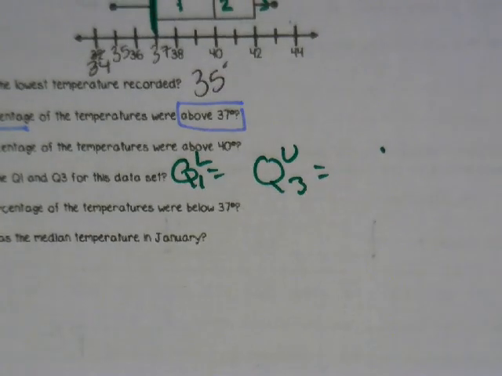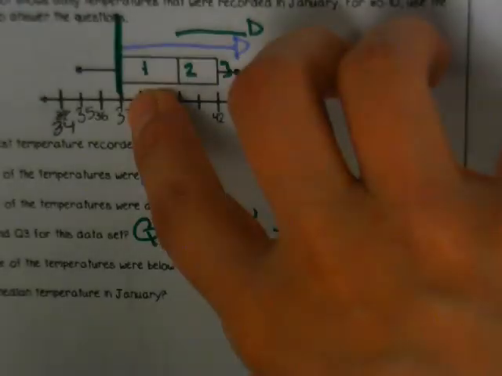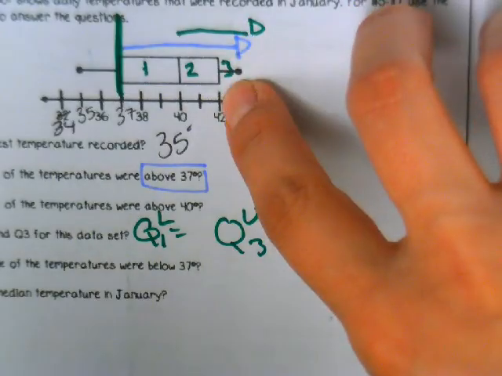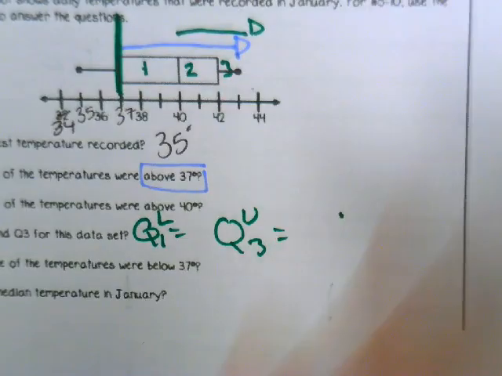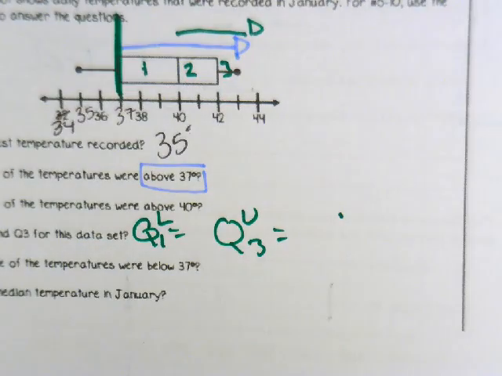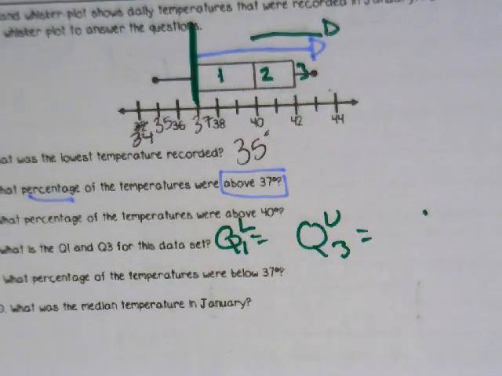Okay, what's our lower quartile? 37. What's our upper quartile? 40. I meant 42. 42. Good job correcting that. Okay, what percent of the temperatures were below 37? Now we're looking for, here's 37. How many sections before? Just one, and each section is worth 25. So 25% of the data is below 37. All right, what's the median? 40. That would be the easiest question on today's assignment.